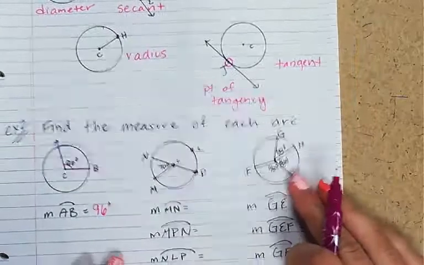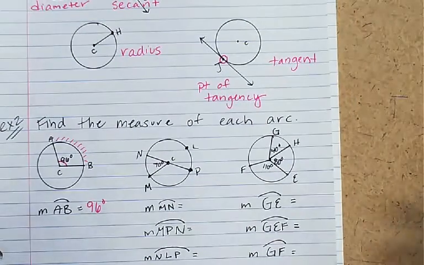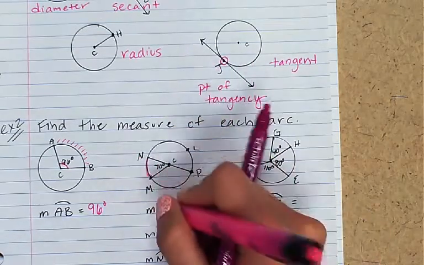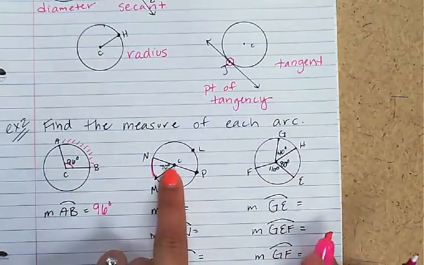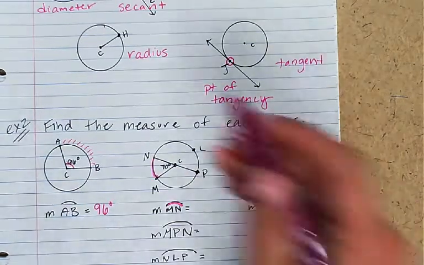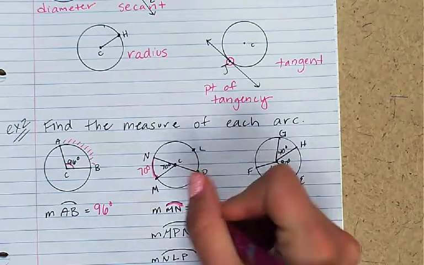So looking at the next one, the first thing we have to find is the measure of arc MN. So that's this one here. So the central angle is 70 degrees. Since it's coming from the center, the arc is exactly what's on the inside there, so 70 degrees.